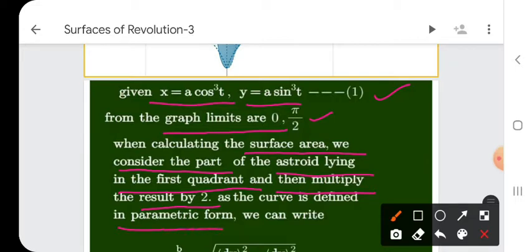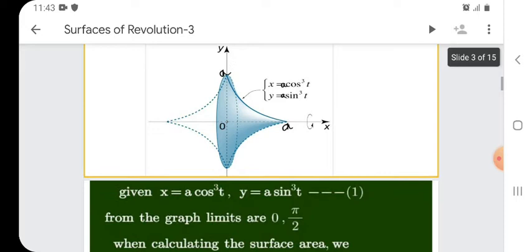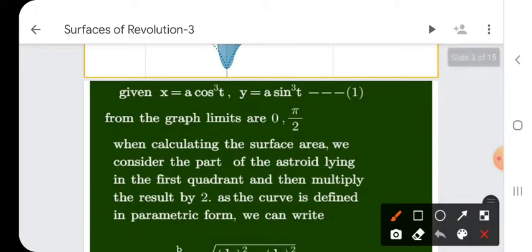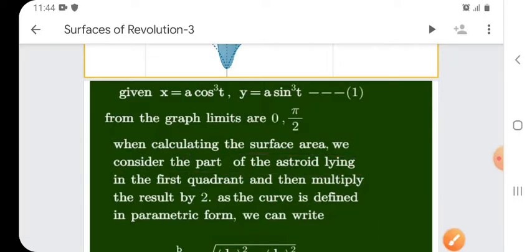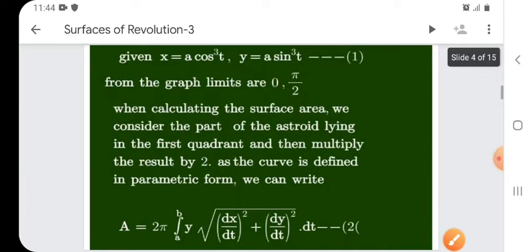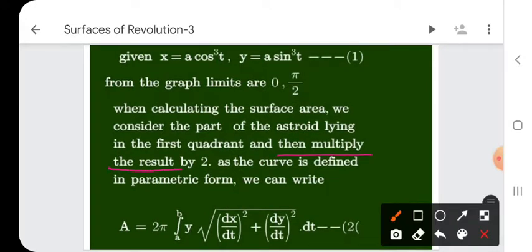The curve is defined in parametric form. See here, what limits do we take? From 0 to pi by 2 are the limits, and we find only half the surface area. Then I double it, and we get the full area. When calculating the surface area, we consider the part of the asteroid lying in the first quadrant, only this 90 degrees, and then multiply the result by 2 to get the full surface area.